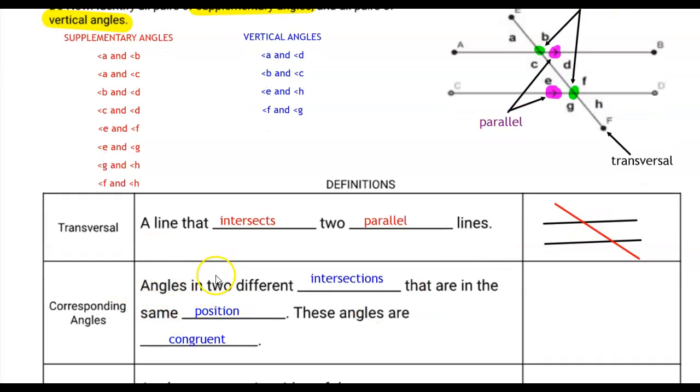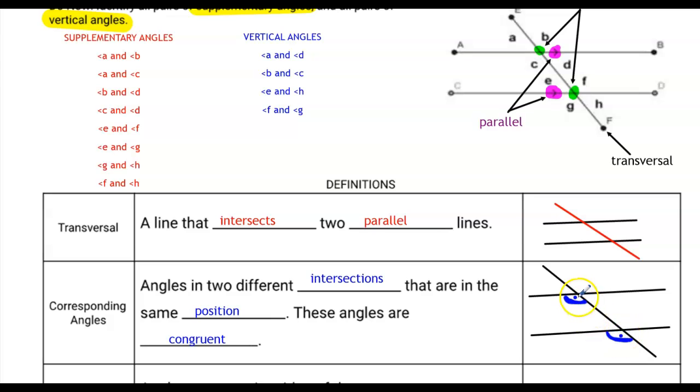For this next definition, we call corresponding angles in two different intersections that are in the same position, and these angles are congruent. Here's the diagram. You should be able to see in this diagram that this angle down here for this intersection is on the bottom left part of that intersection, so it's in that position. And in this intersection down here, we call it an intersection when the parallel line touches the transversal, this is also in the bottom left portion of that intersection. So they're at the same relative position. So bottom left, bottom left.